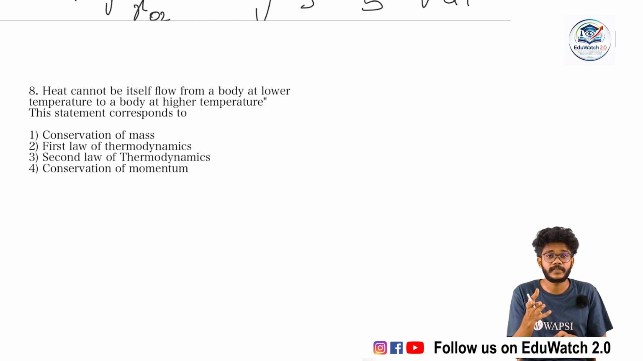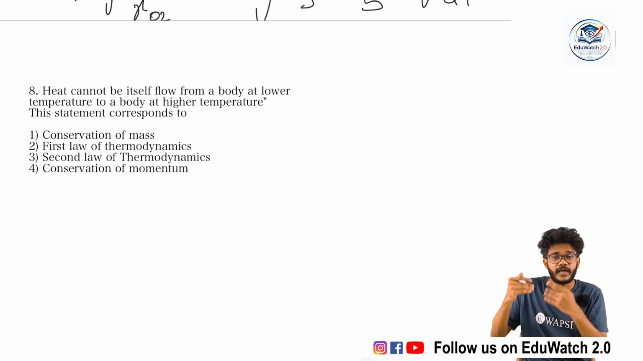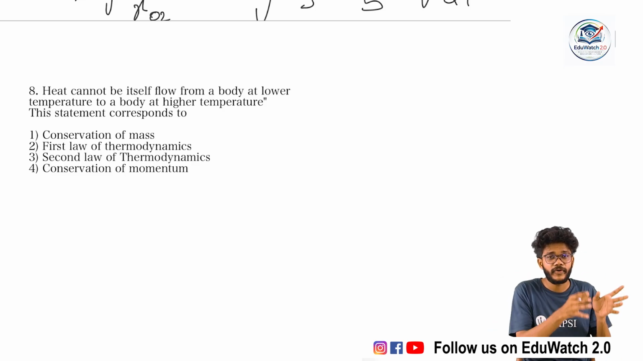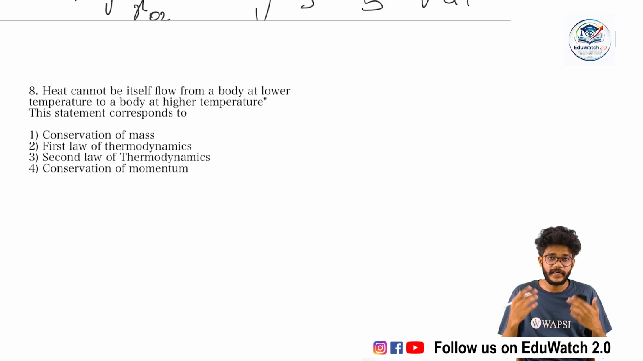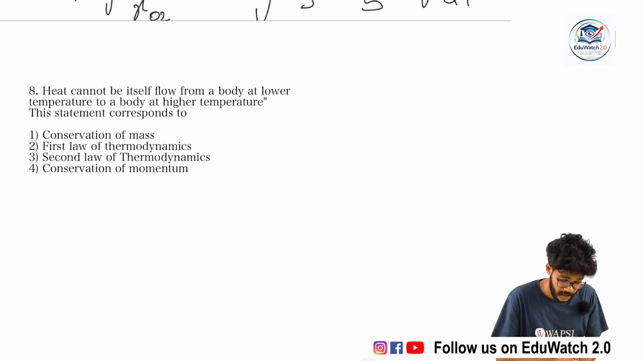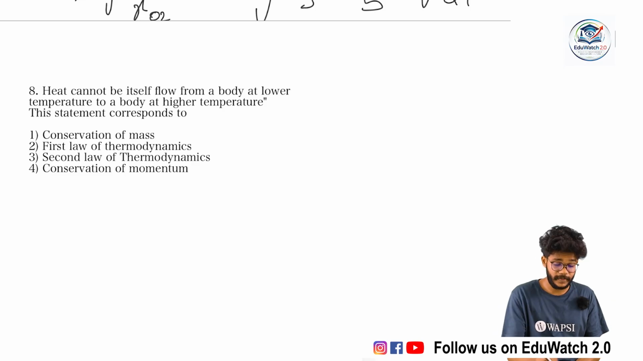This is the basic principle of a refrigerator. Heat should flow from low energy to high energy. Low energy is inside the refrigerator and high energy is outside. So energy should flow from inside the refrigerator to the outside. In that case, we need to give additional energy in the form of electrical energy. So this is the second law of thermodynamics.